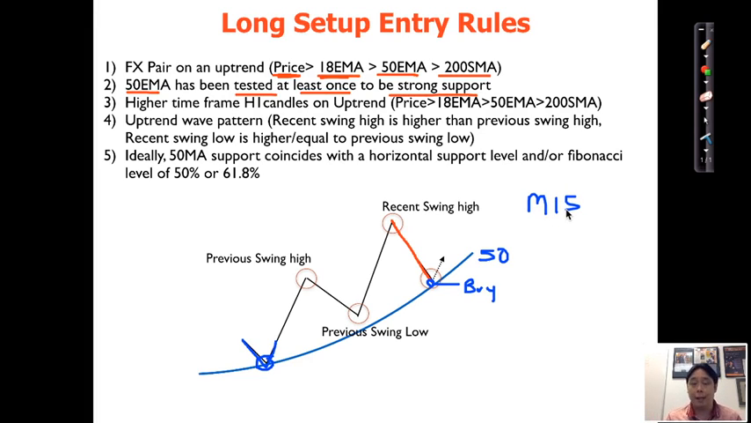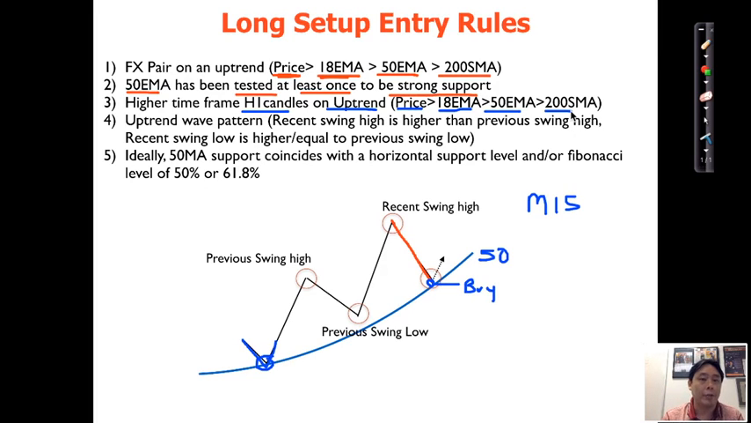bouncing off the 50 EMA. But like most of my other strategies, I also have to check the higher time frame. In other words, after looking at the 15-minute candles, I have to look at the hourly candles, and also ensure that the hourly candles are on an uptrend as well. Again, on the hourly candles, the hourly price must be above the 18 EMA, 18 above 50, 50 above 200 simple moving average. Okay, so it's got to meet all these criteria strictly.